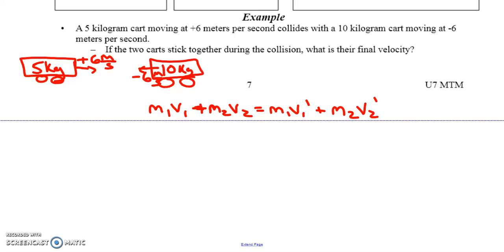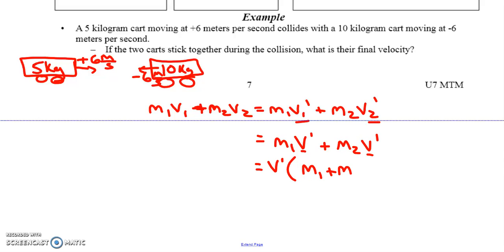what I have on the right-hand side of this equation is v1 prime and v2 prime. Because they collide and stick together, they move as one, so I can write that as just v prime. So I have m1 v prime plus m2 v prime. Since they are the same v prime, I can factor that out of my expression. That's the trick of the mathematics in order to solve this.